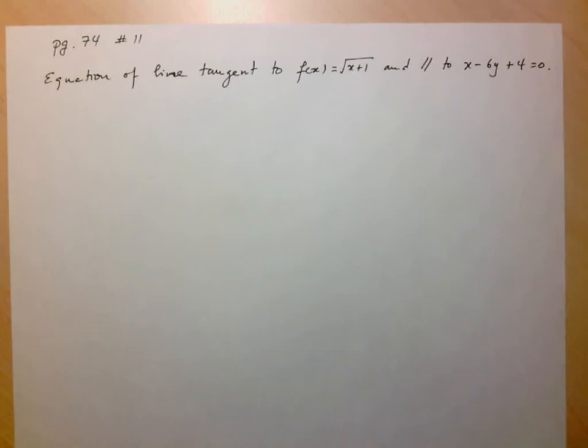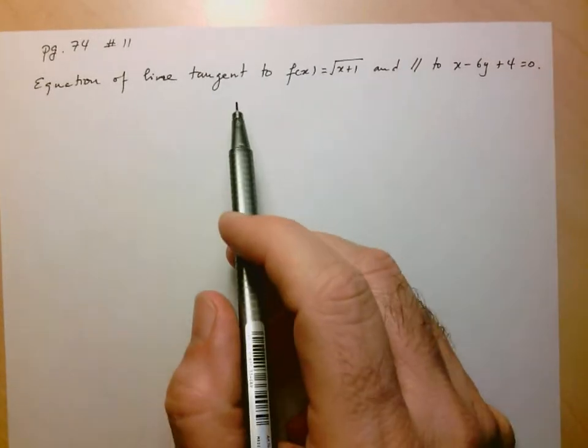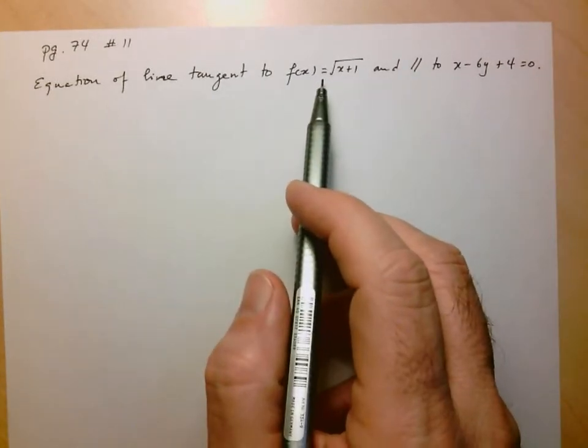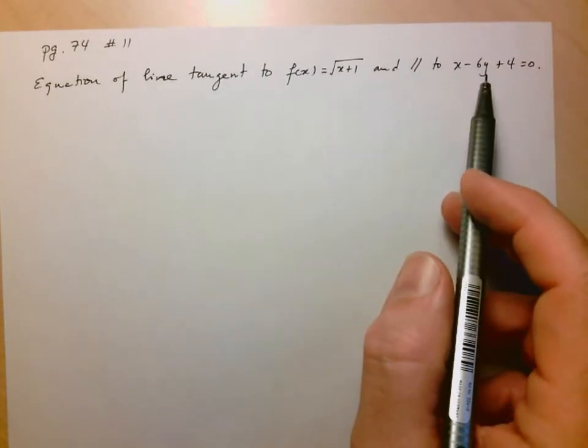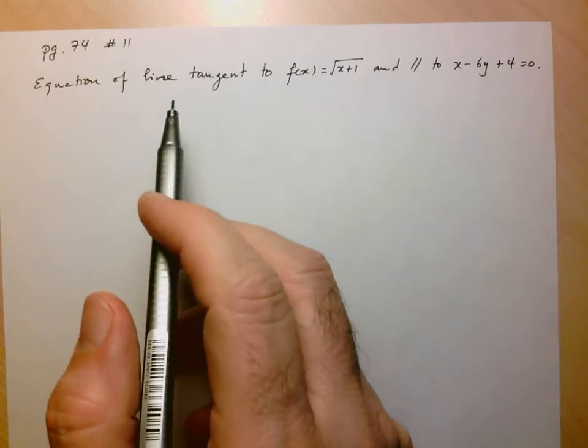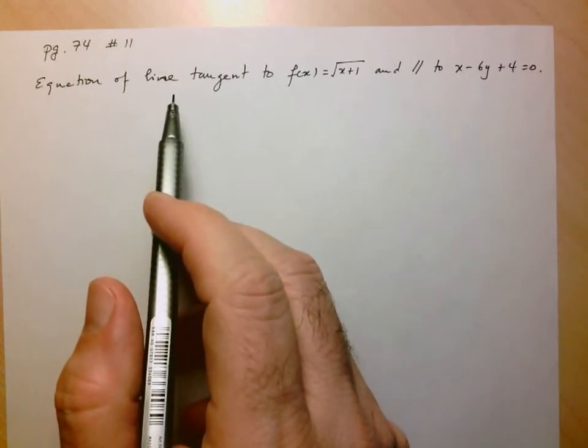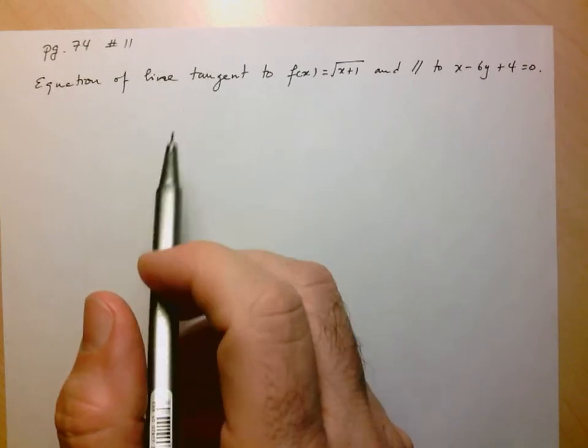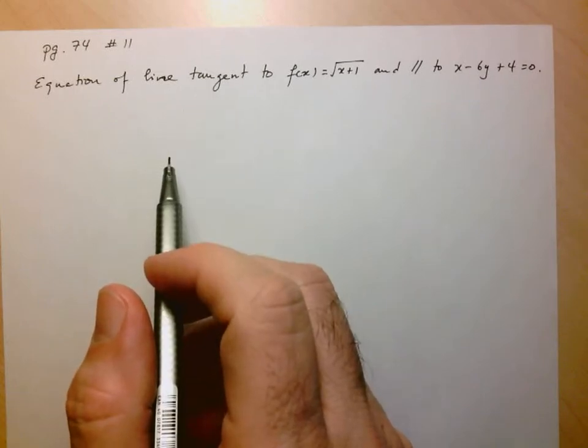Hi folks, we're going to take a look at the solution to number 11 from page 74. So what they're asking us to do here is to find the equation of the line that's tangent to this function and parallel to this other line. Okay, so since we're looking for the equation of a line, we know that we need to find a point on this line and we need to determine the slope.